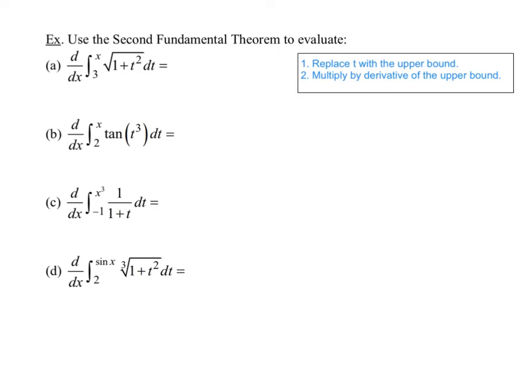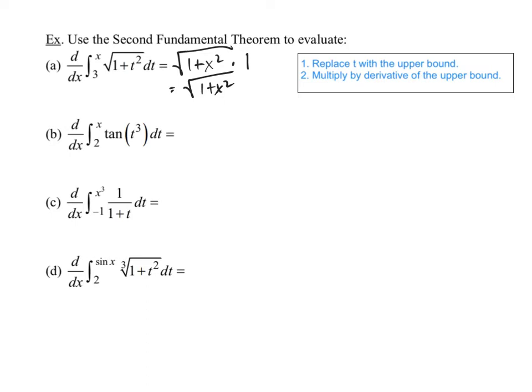So in letter A, we have the derivative with respect to x of the integral from 3 to x of the square root of 1 plus t squared dt. So step 1 to take this derivative is to replace the t in this problem with the upper bound. So that's going to be square root of 1 plus x squared. Step 2 would be to multiply by the derivative of the upper bound. And if you look, the upper bound is just x, and so the derivative of that would be just 1. And so my answer would just be the square root of 1 plus x squared.